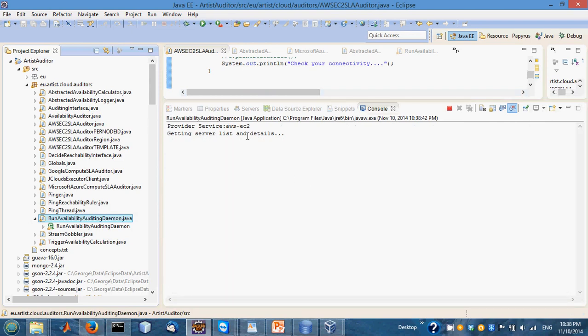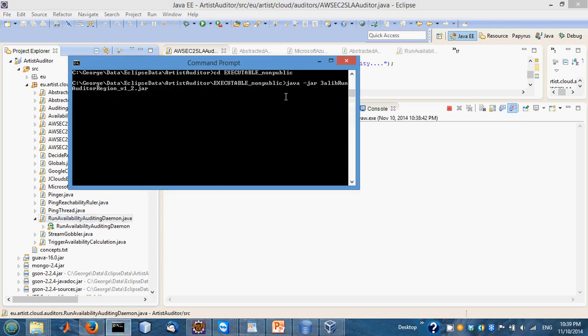Initially, as I mentioned, we are using JClouds. JClouds helps us in abstracting the differences between the provider APIs. So we are getting the server list and their metadata details, which is necessary for our analysis in the following steps. I must first mention that in order for the tool to run, it's a simple jar file that can be run as a daemon. So I will launch it now as a daemon.